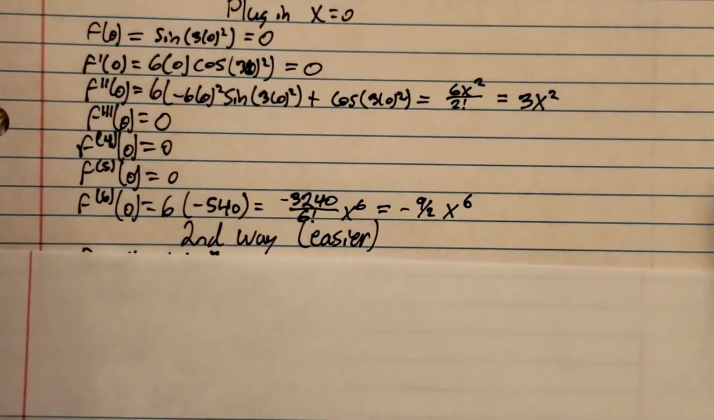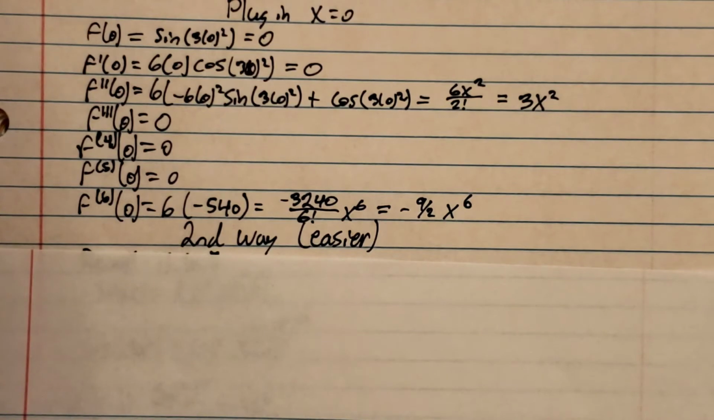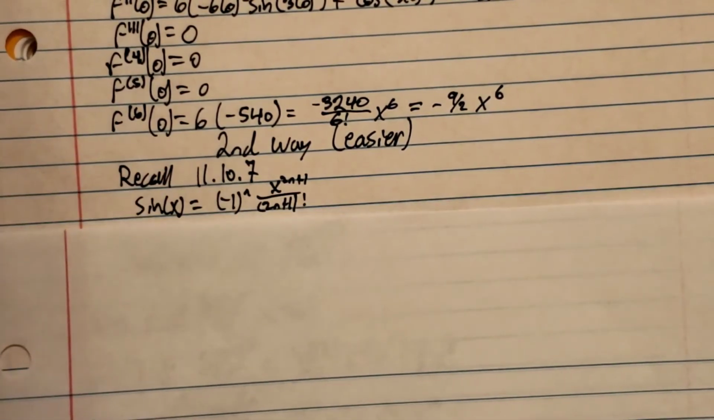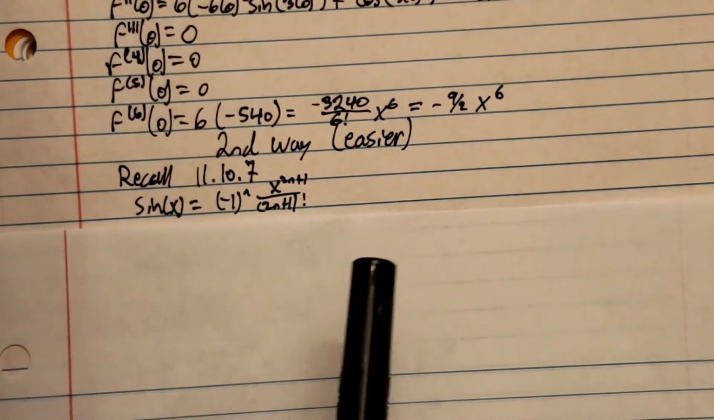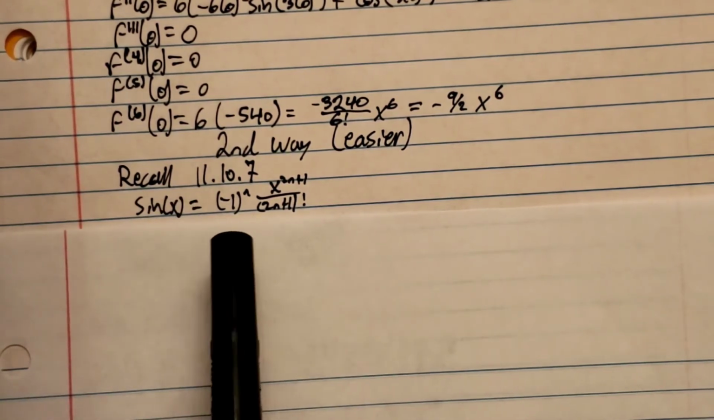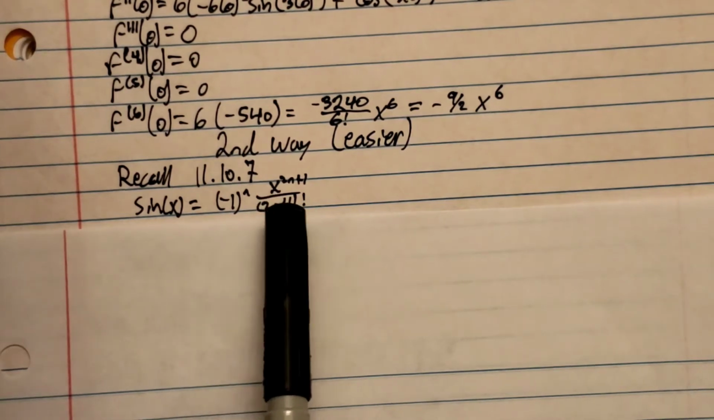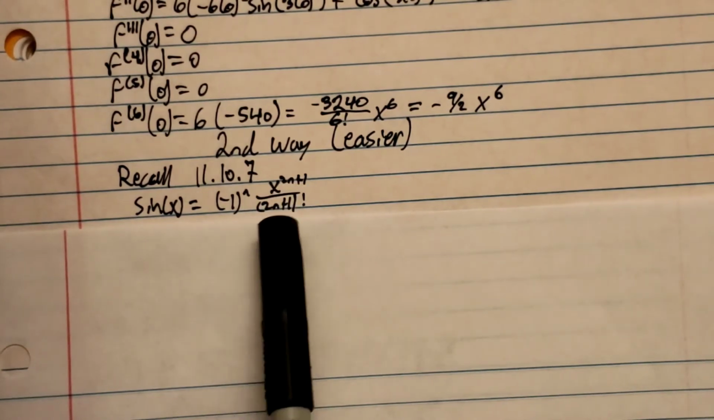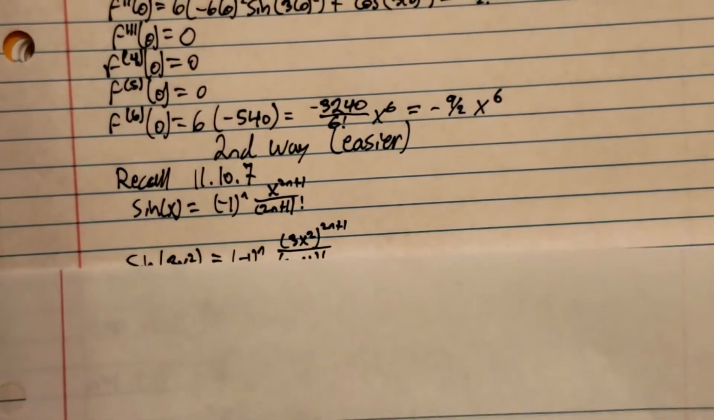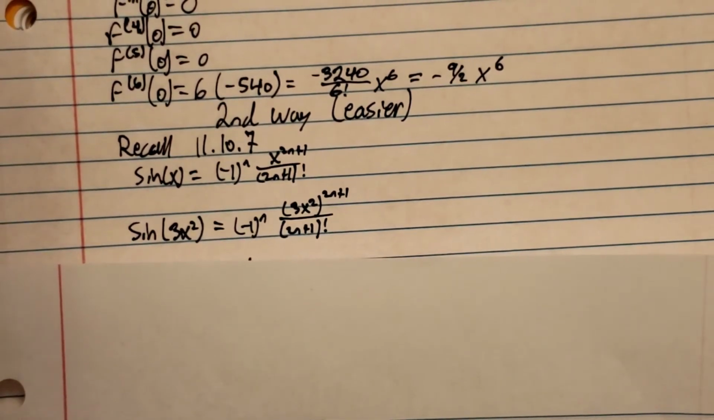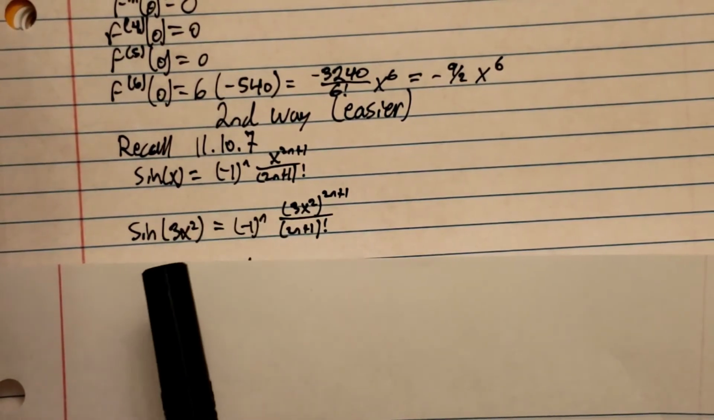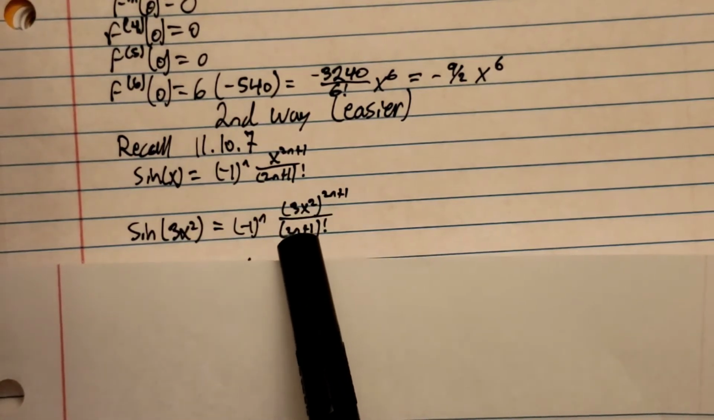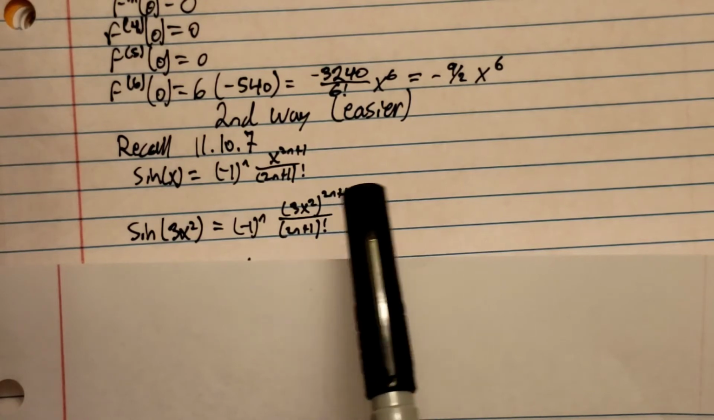So, a second way to do this, which is also easier, is if you recall back to 11.10.7, we were given what the Maclaurin series for sine of x equals. That's negative 1 to the power of n multiplied by x^(2n+1) divided by (2n+1) factorial. Okay. Well, we have our function 3x squared. So if we just plug this 3x squared into the x, we get the same thing, except it's (3x squared) to the power of 2n plus 1.